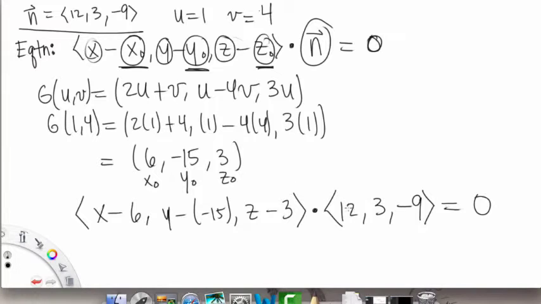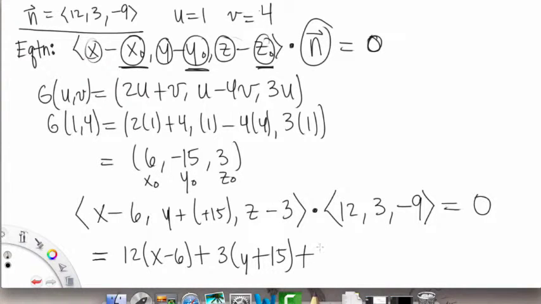Okay? So now we just simplify here. This turns into positives, right? And then we're just going to dot this out. So that means multiplying the first components together, so that would be 12 times x minus 6. And then we're going to add it to the product of the second component, so that would be 3 times y plus 15. Okay? And then add it to the product of the third component, so that's negative 9 times z minus 3. And that's going to equal 0.